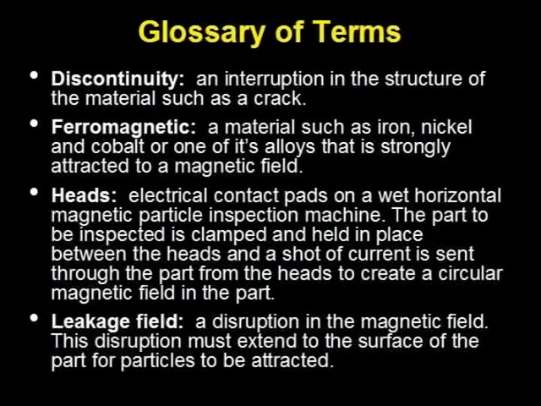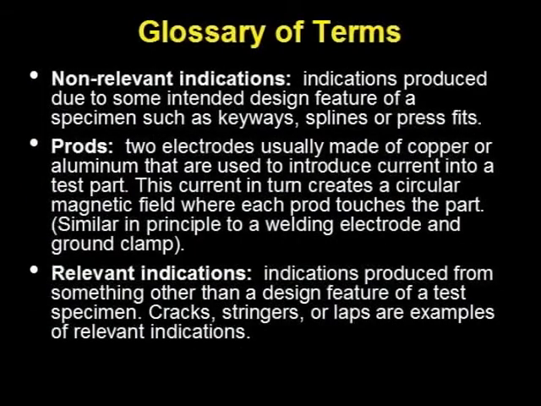A leakage field is a disruption in the magnetic field. This disruption must extend to the surface of the part for particles to be attracted. Non-relevant indications are indications produced due to some intended design feature of a specimen, such as keyways, splines, or press fits. Prods are two electrodes usually made of copper or aluminum that are used to introduce current into a test part. This current in turn creates a circular magnetic field where each prod touches the part. It's similar in principle to a welding electrode and ground clamp.